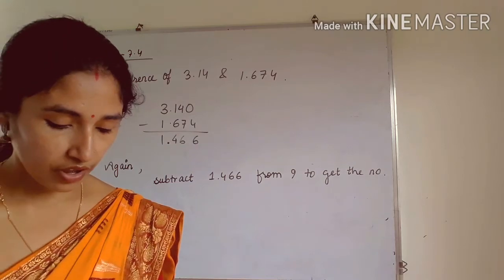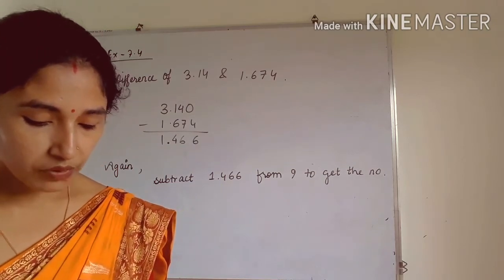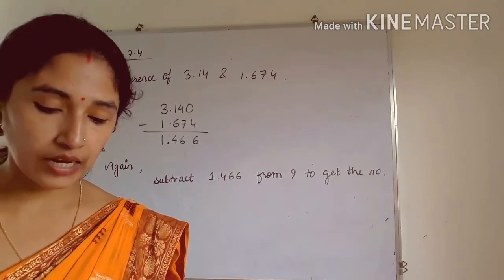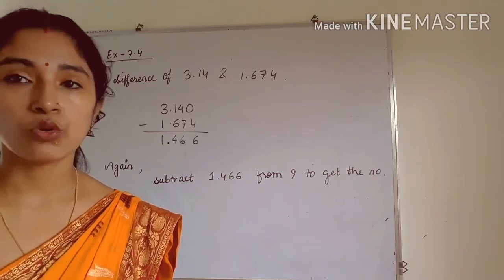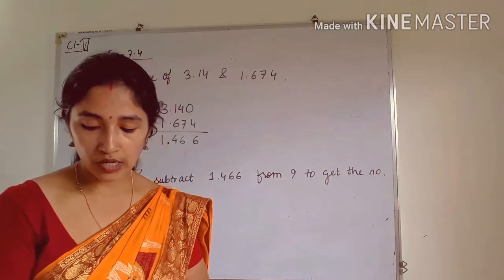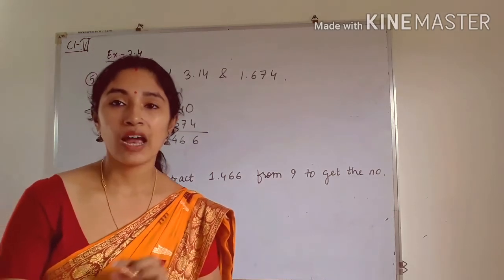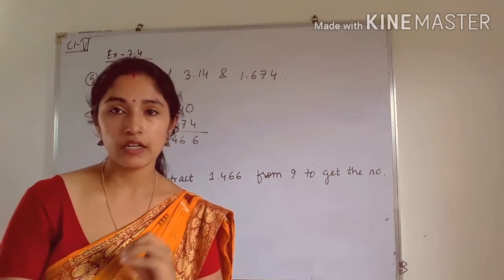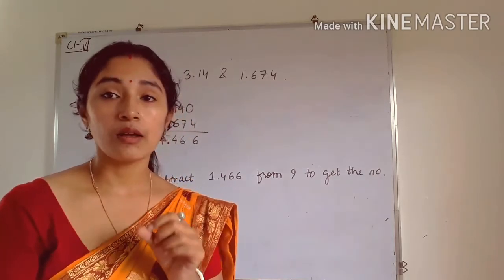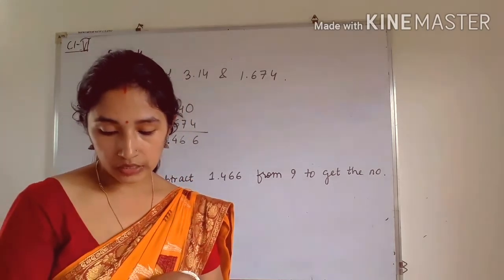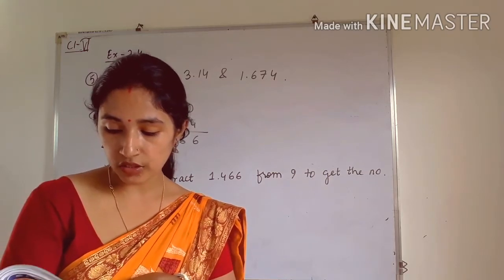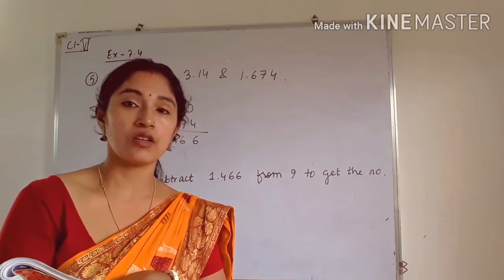Next is question number 5 here. What should be added to the difference of 3.14 and 1.674 to get 9? This question is the same as question number 4. Only, in question number 4 one number was already given and you had to add a number to 3.189 to get 7. But here that number is not given, that number you have to find. So they are asking what should be added to the difference of 3.14 and 1.674.